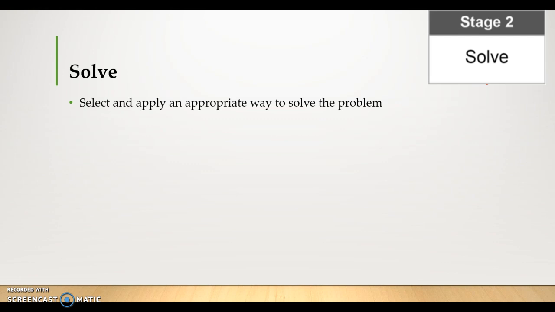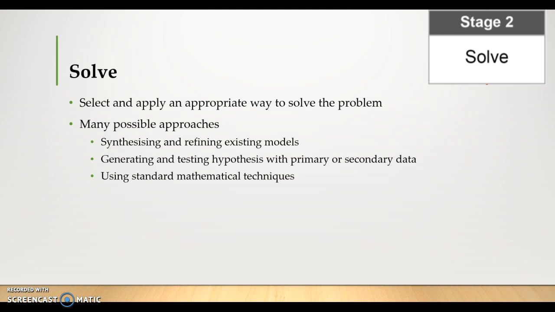To solve the problem, we will select and then apply an appropriate way to solve it. Now there are many possible approaches depending on the problem itself. We might be asked within the problem to develop a model to predict, and we could do that by either refining an existing model or generating our own model, maybe from scratch or maybe using other models which are currently out and about there, and synthesizing two or three models together.